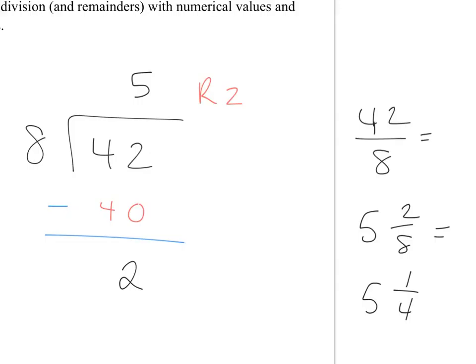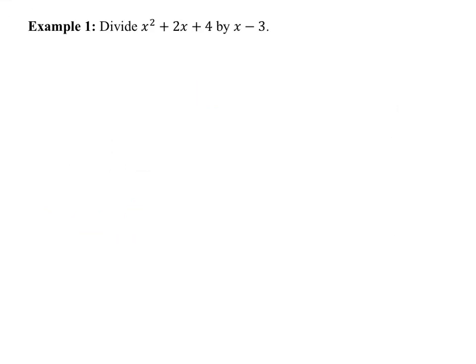Okay, quotient, remainder, divisor. All right, let's take a look at the first example. Divide x squared plus 2x plus 4 by x minus 3. So which is the divisor, which is the dividend? Which is which?